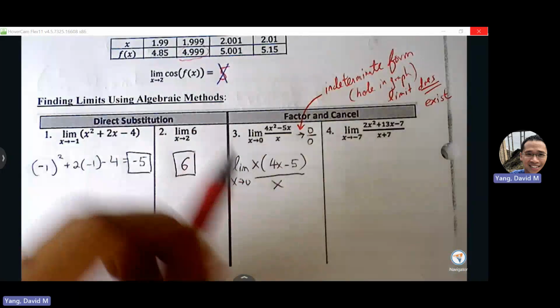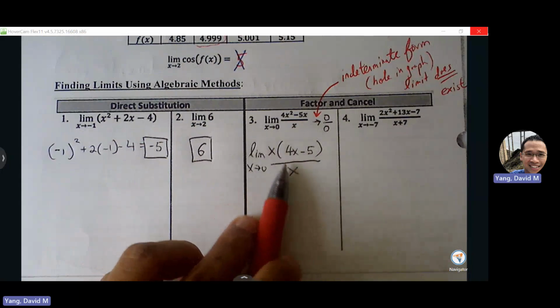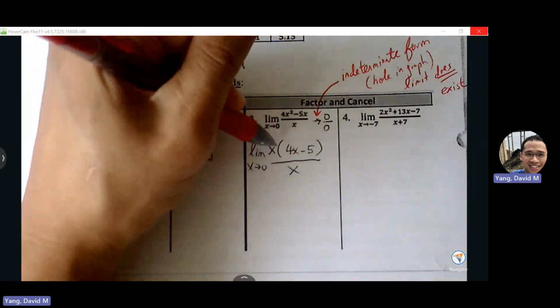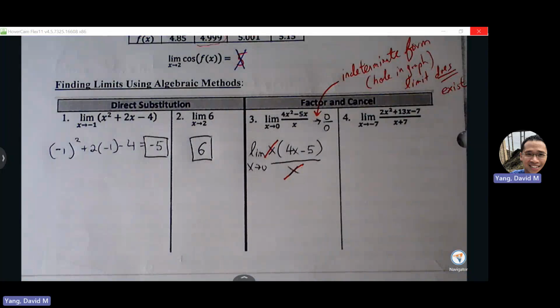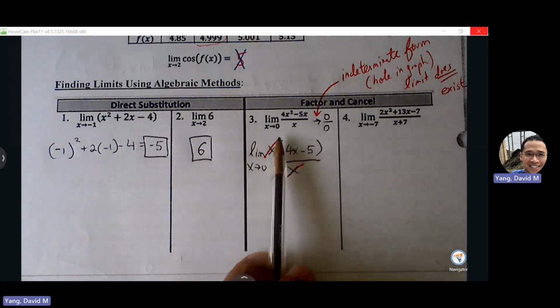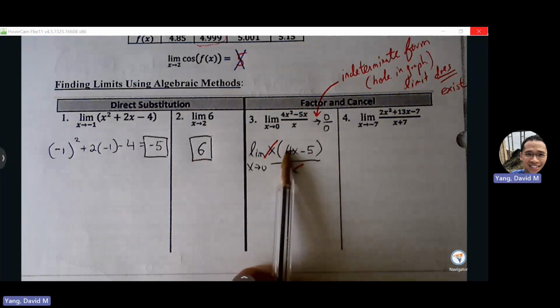Okay, so I want us to understand that these two x's, this is what's causing this 0 over 0 to occur. Okay, so if I remove the hole, I can figure out where the true limit is. So once I remove the hole, I'm going to do direct substitution again, and this will lead me to the location of the hole, which will lead me to my true limit.